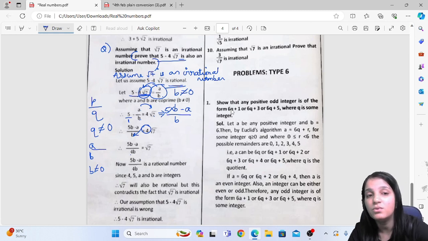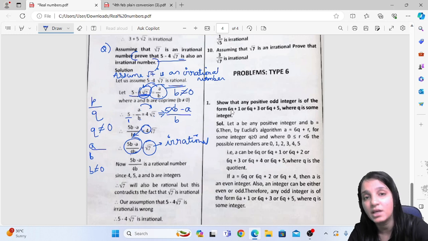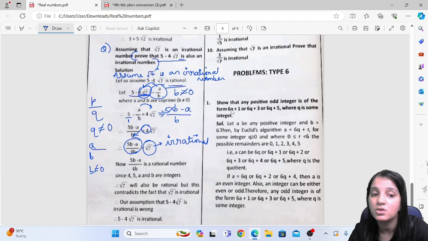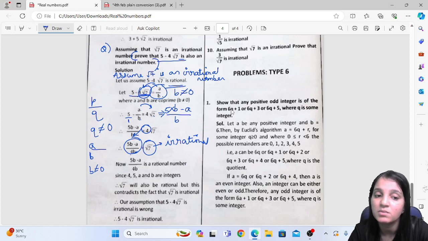Now this root 7 we took as an irrational number, we assumed, but here we are getting this as a rational number. How can a rational number be equal to an irrational number? So whatever we had taken is false. Root 7 will also be rational, but this contradicts the fact that root 7 is irrational.